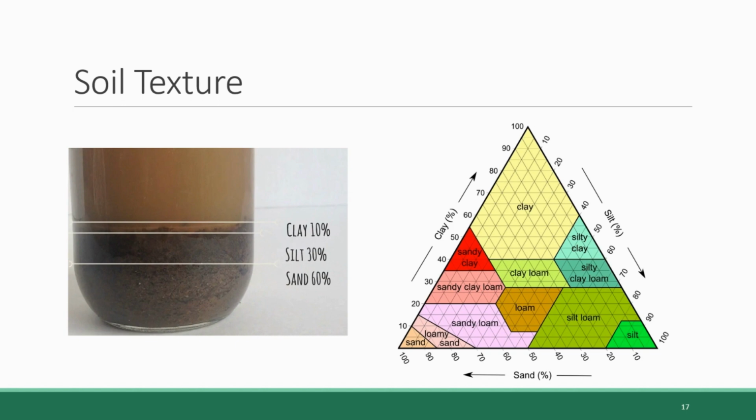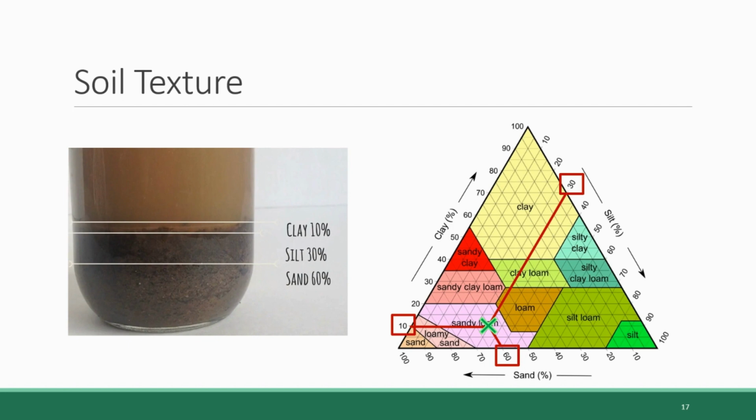So if the soil has 10% clay, 30% silt, and 60% sand, as in this example that you see on the left, then what you do is you find the 10% on the side that corresponds to the clay, you find the 30% on the side that corresponds to the silt, and the 60% on the side for the sand. Then you follow the lines that are on the grid in the triangle until you find the point where they intersect. And wherever you land is the classification of the soil. So the one in this example would be considered a sandy loam soil.